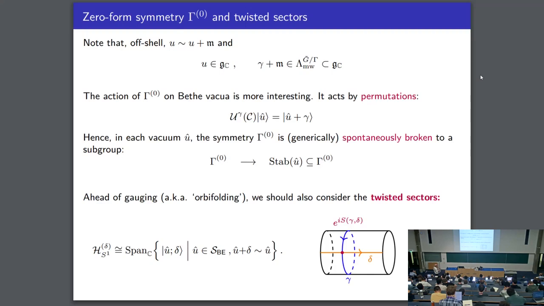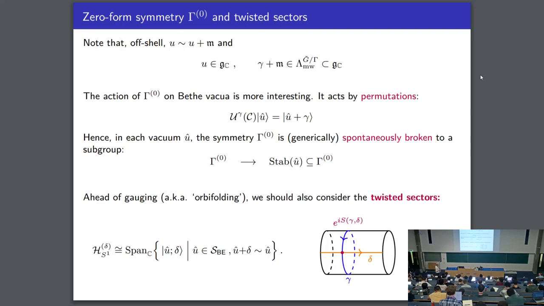So in general, in a given Bethe vacuum, gamma zero will be broken to the stabilizer of gamma zero in this vacuum. So there will be an orbit structure, with each orbit possibly having a stabilizer. The fact that we have a stabilizer is linked, as I said, in orbifolds in string theory to having twisted sectors.